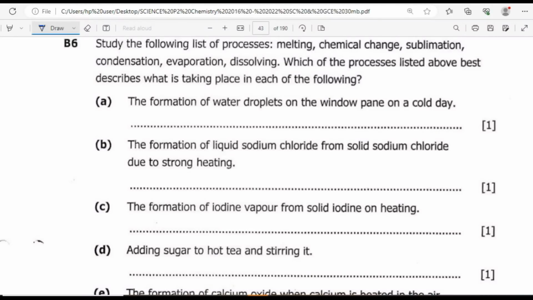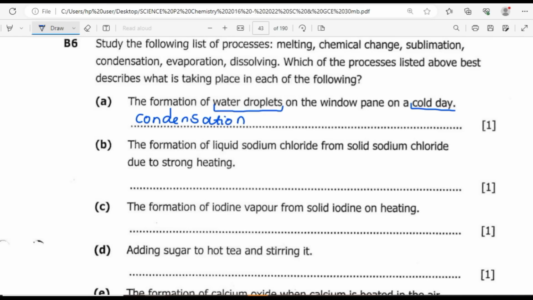So we move on. Given the following list of processes: melting, chemical change, sublimation, condensation, evaporation, dissolving. Which of the processes listed above best describes what is taking place in each of the following? So the first one, formation of water droplets on a window on a cold day. So that is condensation. This is just the changing of a gas into a liquid.